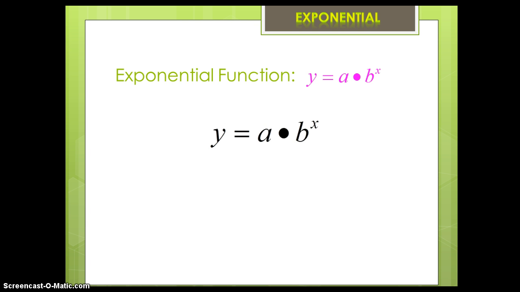An exponential function is in the form y equals a times b to the x. A is our initial value or our starting point. It's where our function begins, often where we have a zero value. B is our base, which we often refer to as the growth or decay factor. It's how quickly we are growing or decaying.